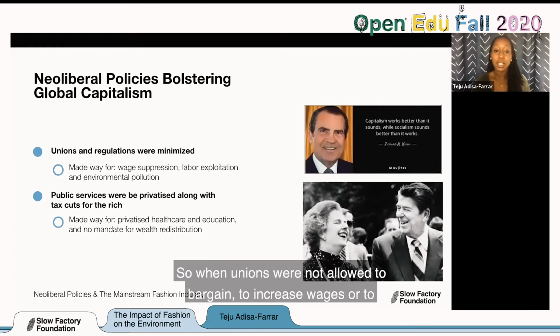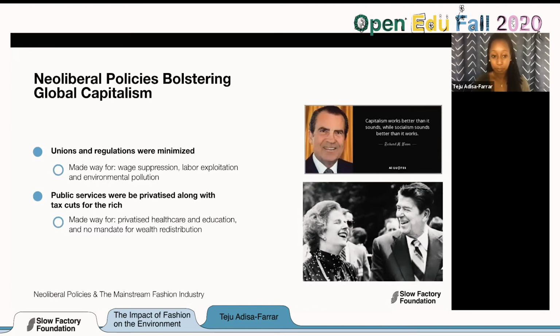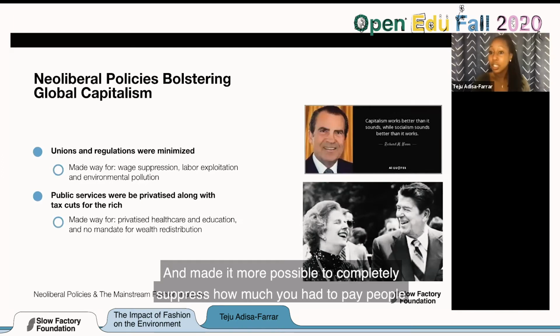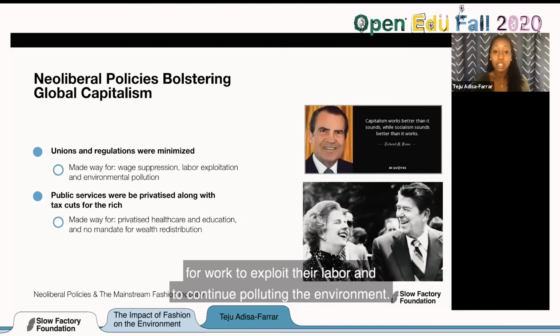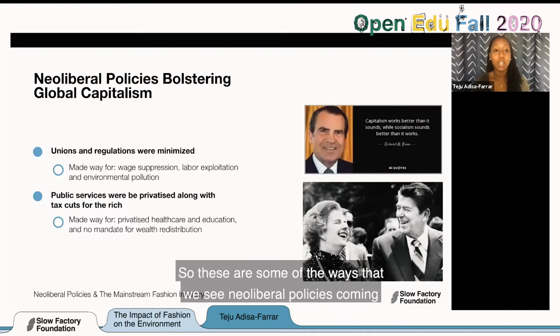So when unions were not allowed to bargain, to increase wages, or to determine the conditions in which they worked, and to determine the different pollution that they saw happening, it made it more possible to completely suppress how much you have to pay people for work, to exploit their labor, and to continue polluting the environment. Public services were privatized along with tax cuts for the rich. So this made way for privatized healthcare and education and made it so that there was no mandate for wealth redistribution. So these are some of the ways that we see neoliberal policies coming up in the 70s and 80s and sort of eradicating some of the labor victories that had happened over the course of a few decades before.